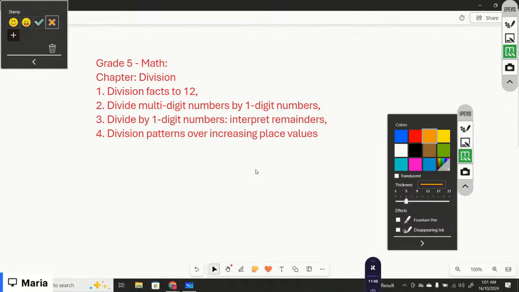We are here for grade 5 math. We're going to start with the chapter division. You can find all the lessons on aplusstudents.com. You have to log in there using your email address and password as provided by the administrator. Then you have to select math from the subject tab.